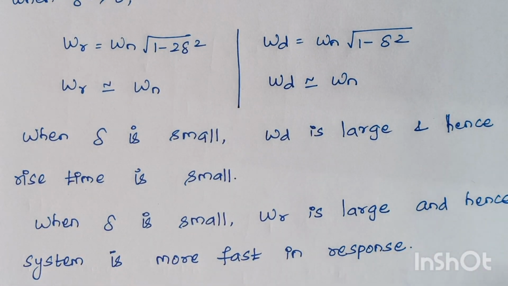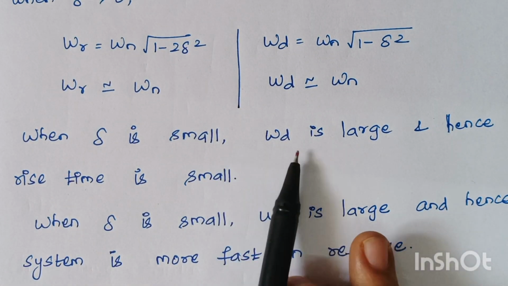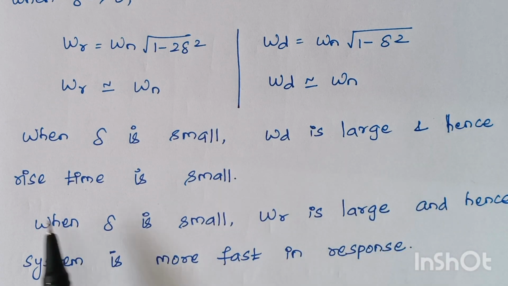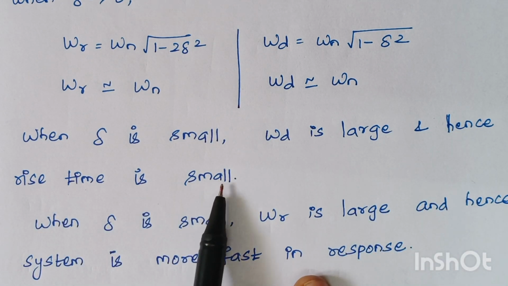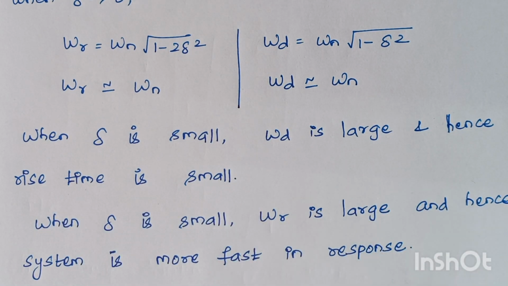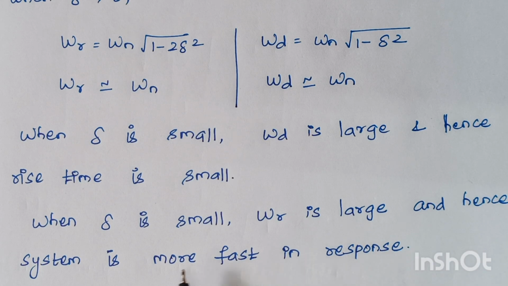When zeta is small, what happens? Omega d is large, and hence the rise time is very small because it reaches the peak overshoot quickly. Similarly, when zeta is small, omega r is large, and hence the system is faster in response. These are all the things I just explained. Now again we are going to look at the graph.